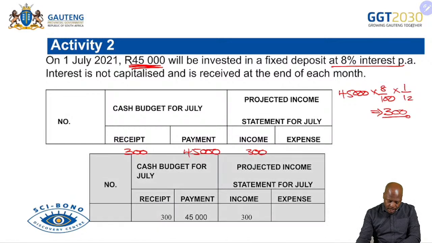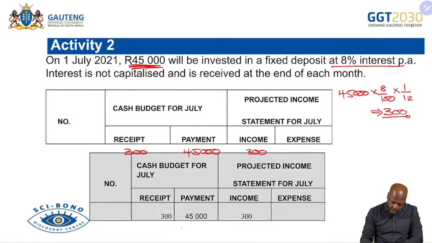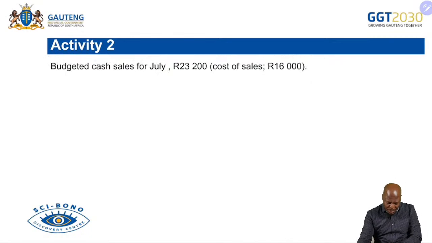Now, let's see. There it is. So there is my 300, my 45,000, and my 300 as well over there. Let's quickly go on now to the next aspect. Budgeted cash sales 23.2. And they gave us cost of sales 16,000. 23.2 and then cost of sales of 16,000.